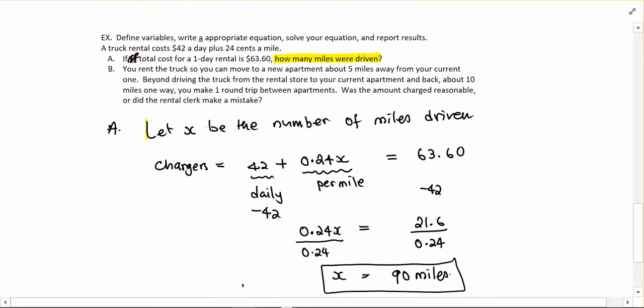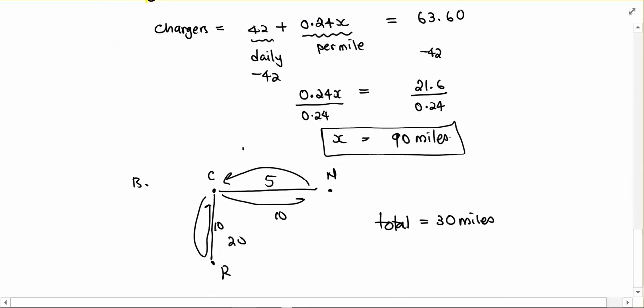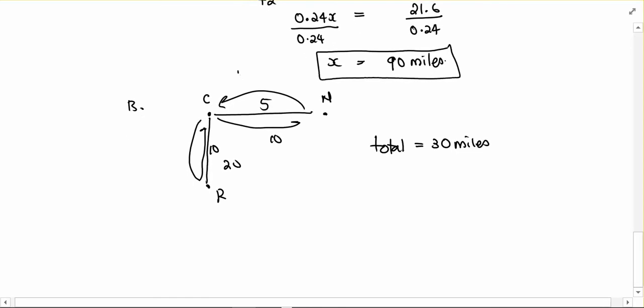Then the question asks, was the amount charged reasonable, or did the clerk make a mistake? Well, it appears that the amount charged was a little excessive. It looks like in your estimate, you did only 30 miles and you were charged for 90 miles. So it appears you were overcharged.